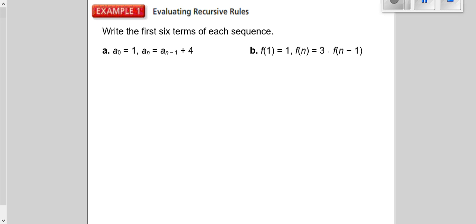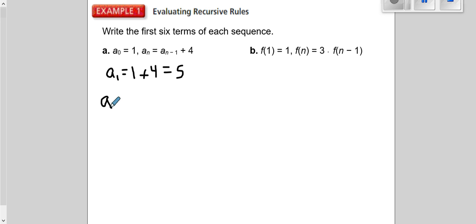Write the first 6 terms of the sequence. Example 1a. A sub 0 is 1. A sub n equals a sub n minus 1 plus 4. So they gave us a sub 0, so the next one would be a sub 1, would be the previous term, that would be 1, plus 4. So a sub 1 is 5.